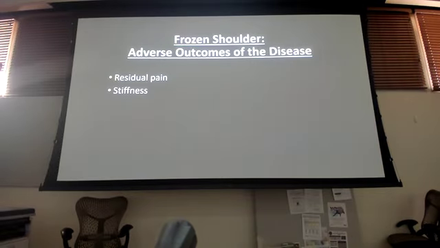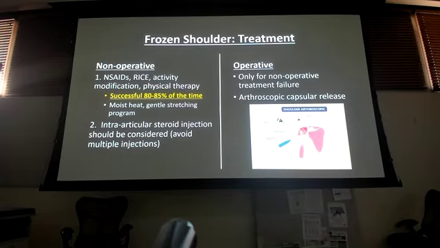All right, adverse outcomes of the disease: residual pain, stiffness, sure, it's called frozen shoulder. If you don't get the range of motion back, they're going to be stiff. Make sense? So that's what you're trying to avoid, okay? So treatment, all right, non-operative. What is the percentage of people that improve with non-operative treatment? 80 to 85. Very high, right?